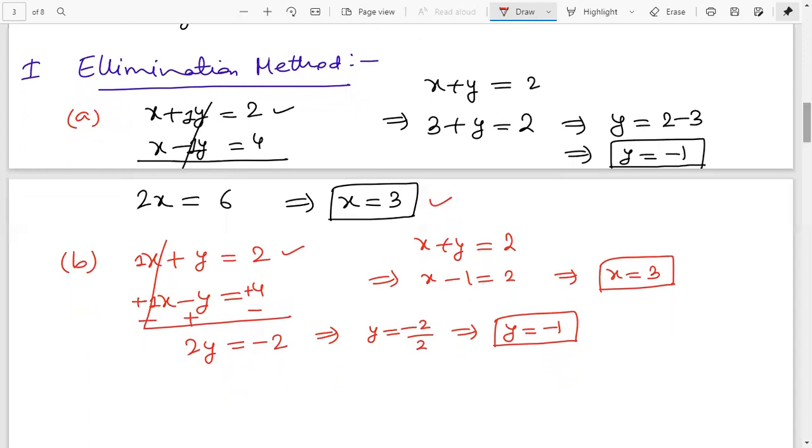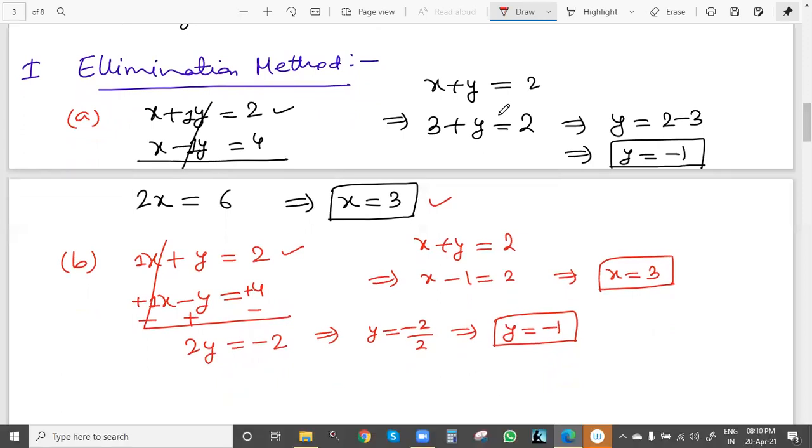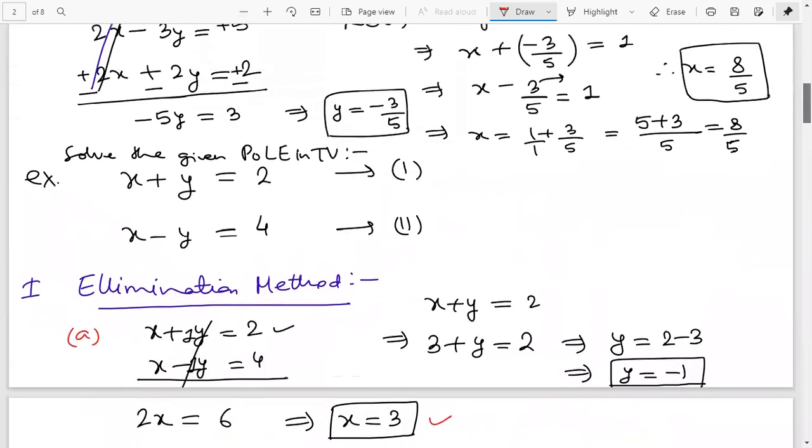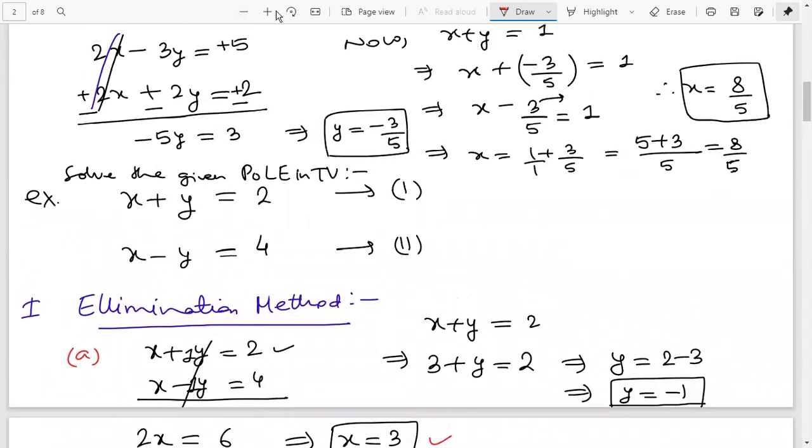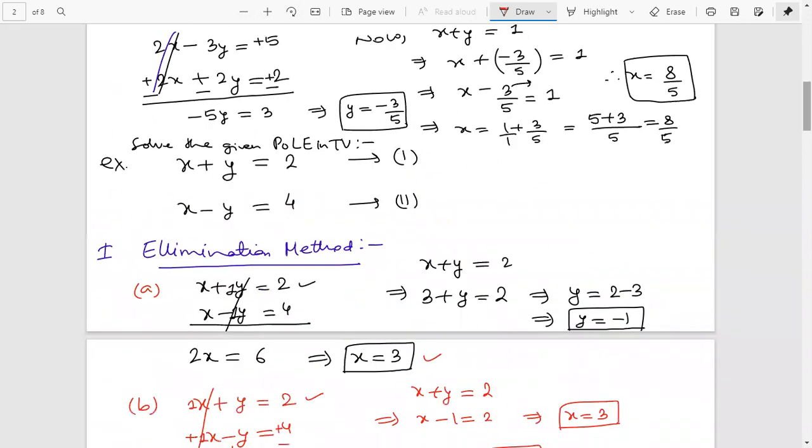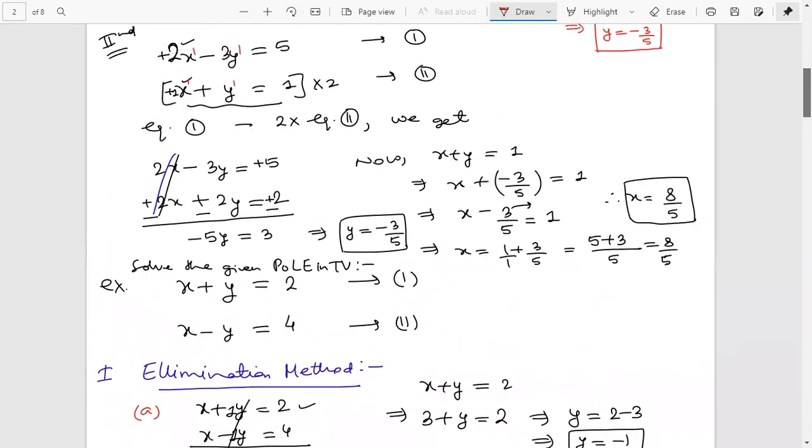Anyone having any doubt before going to the second method? Many methods are there. Sir, can you scroll up one? No problem. Let me reduce the size for it. Try to write along with me also. Actually, this habit you have to make.